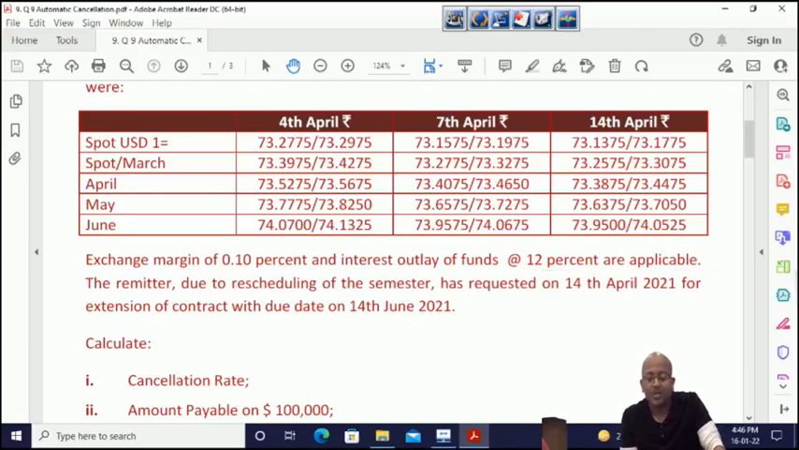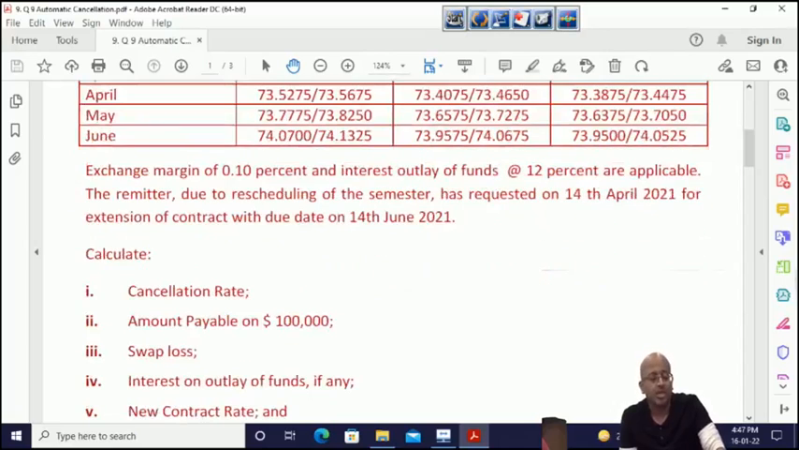Remitter, due to rescheduling of the semester, has requested on 14th April for extension of contract with due date on 14th June. So the remitter was supposed to come on 4th April. He did not come within 3 days, by 7th April. He came on 14th April. So on 7th April, the contract will be compulsorily, automatically cancelled. This is the new provision. People were surprised when they got this question.